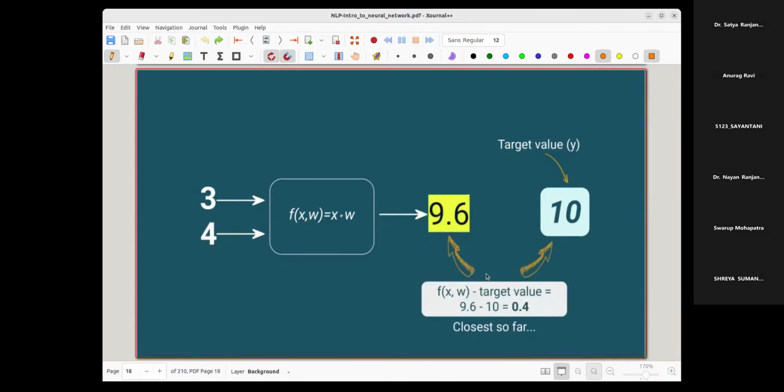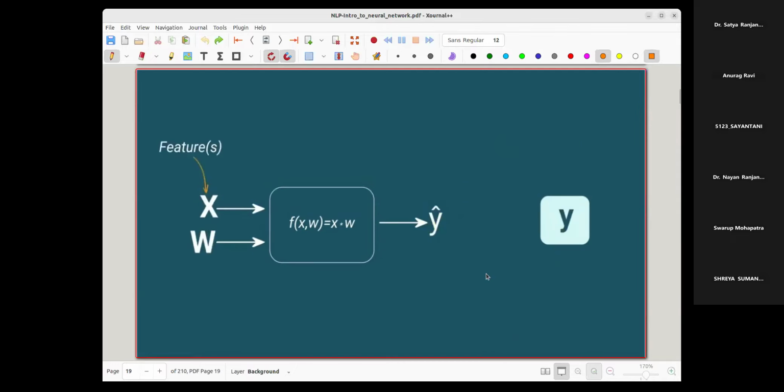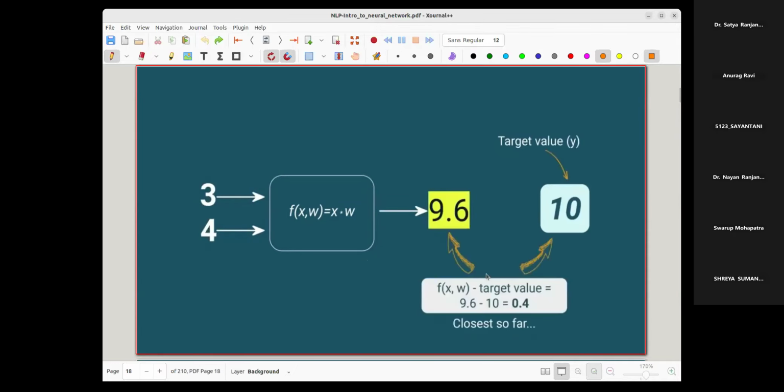Is it okay? This process of changing the W to get the accurate Y is called learning. What we are doing is learning the value of W. And this is nothing but the concept behind neural network learning.